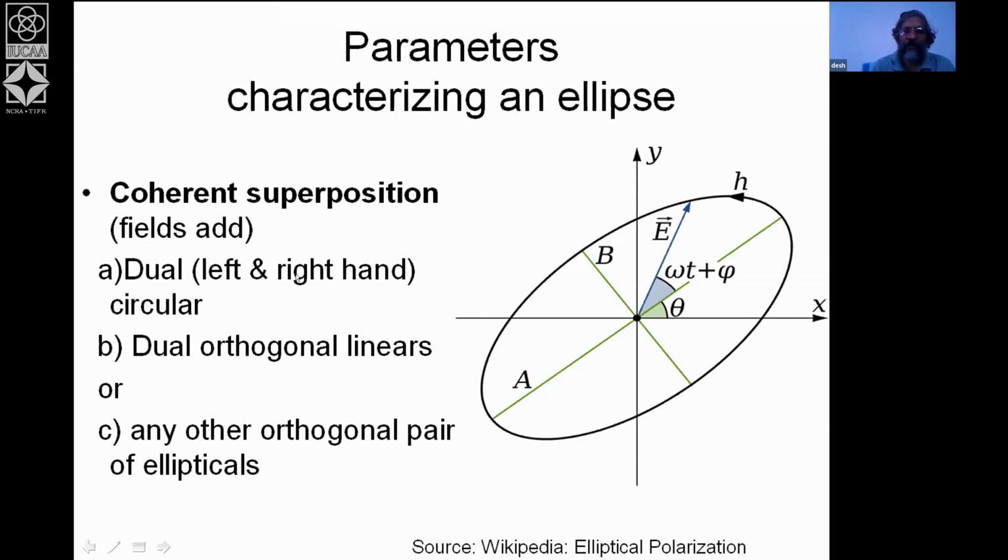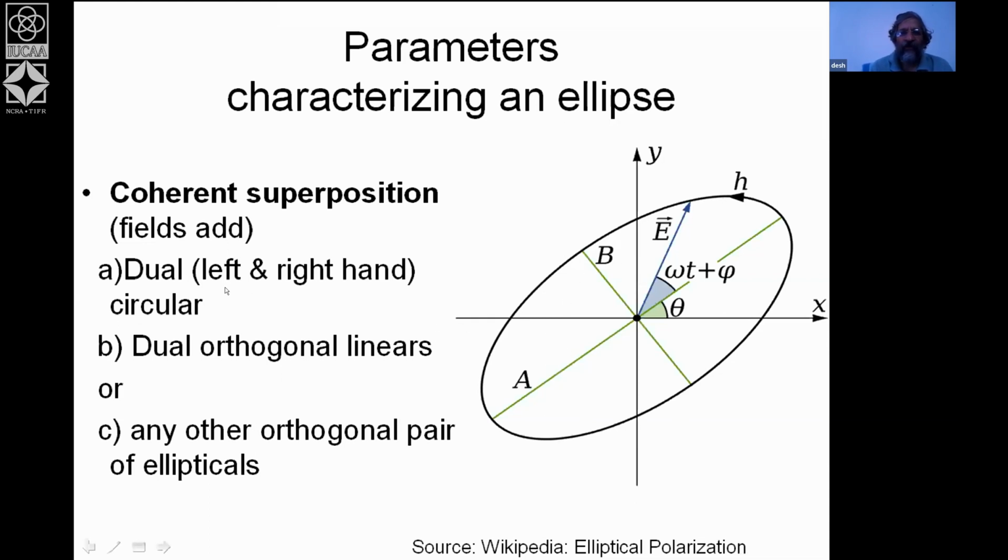So either you can express this as superposition of two linear polarizations, or you can also think of these as a combination of two circular motions in the two senses, the right hand or left hand circular, that means clockwise or anti-clockwise directions, and their relative phase difference and their relative circle radii will decide what the shape of the resultant coherent superposition ellipse would be.